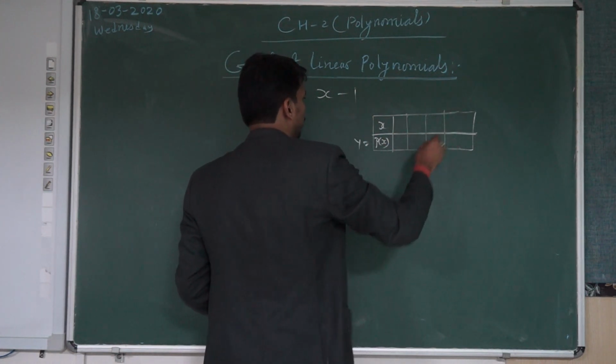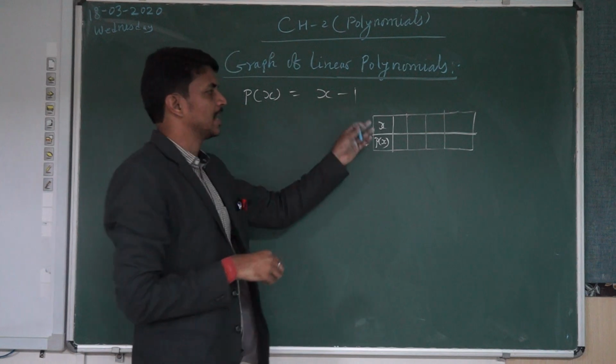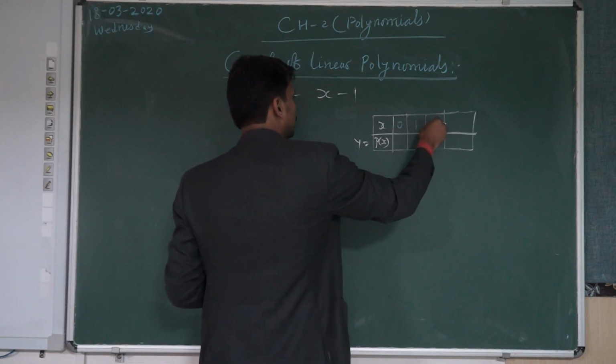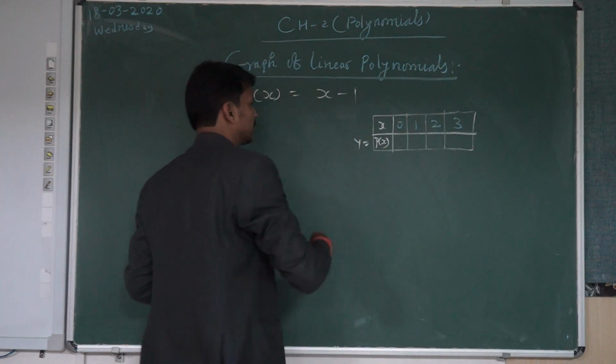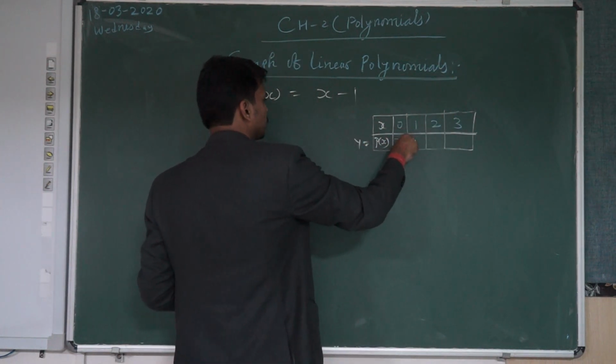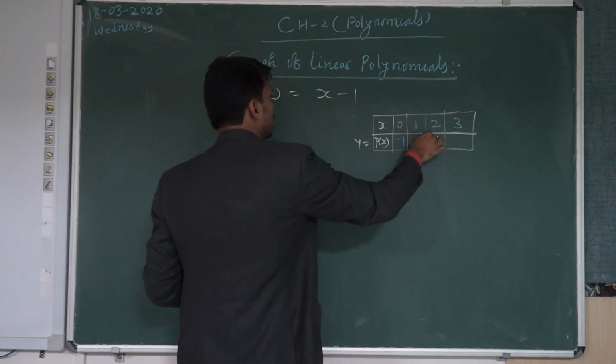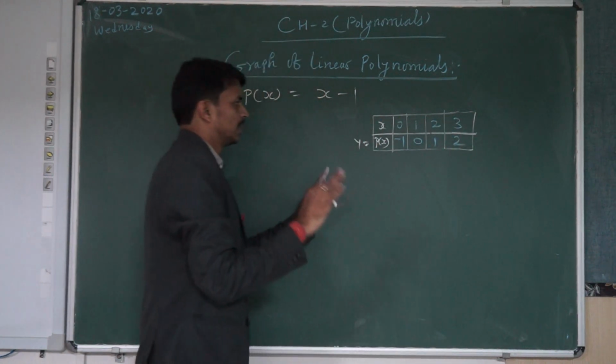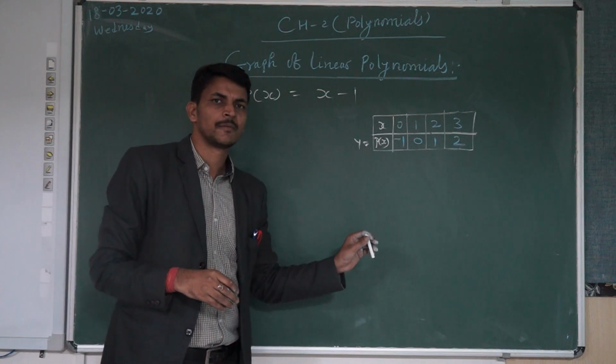A few values we have to fix related to x. Let me fix the values like 0, 1, 2, 3 also. So if I take 0, it will be minus 1. If I take 1, it will be 0. If I take 2, it will be 1. If I take 3, it will be 2. Done. We are ready with the solutions.